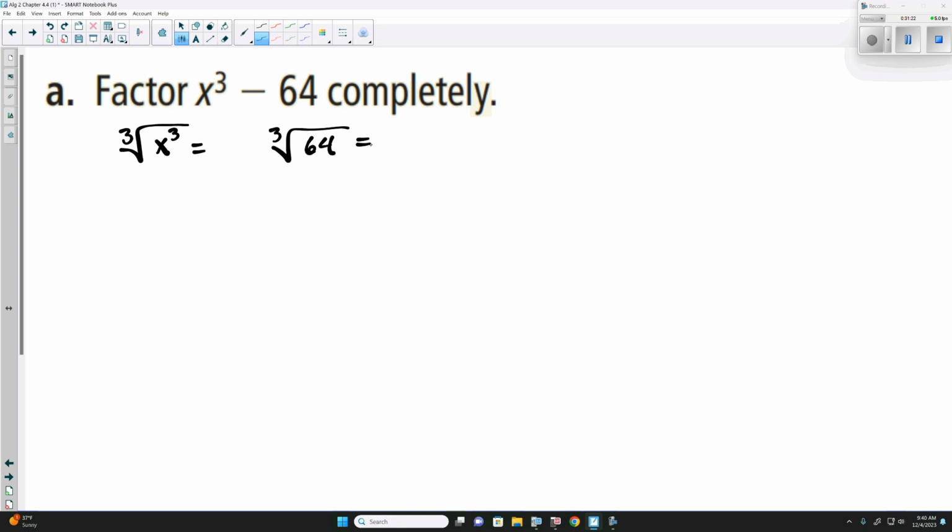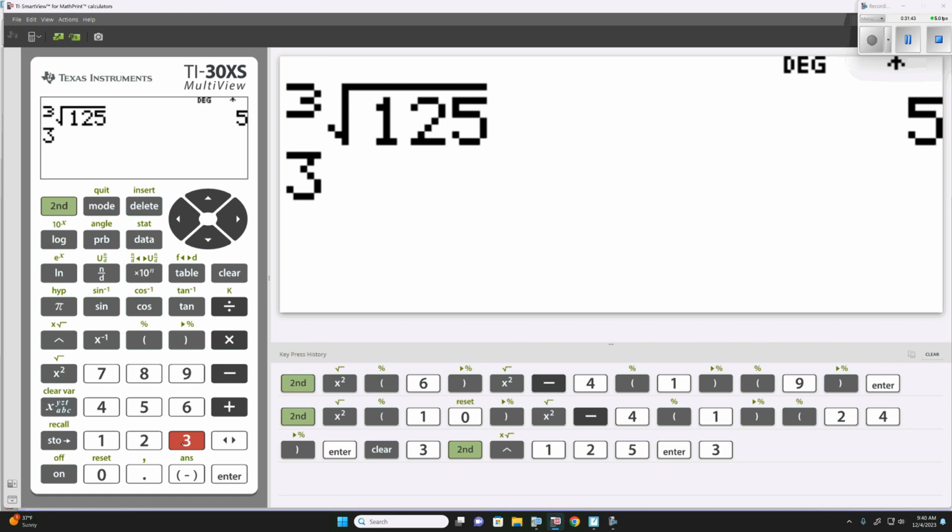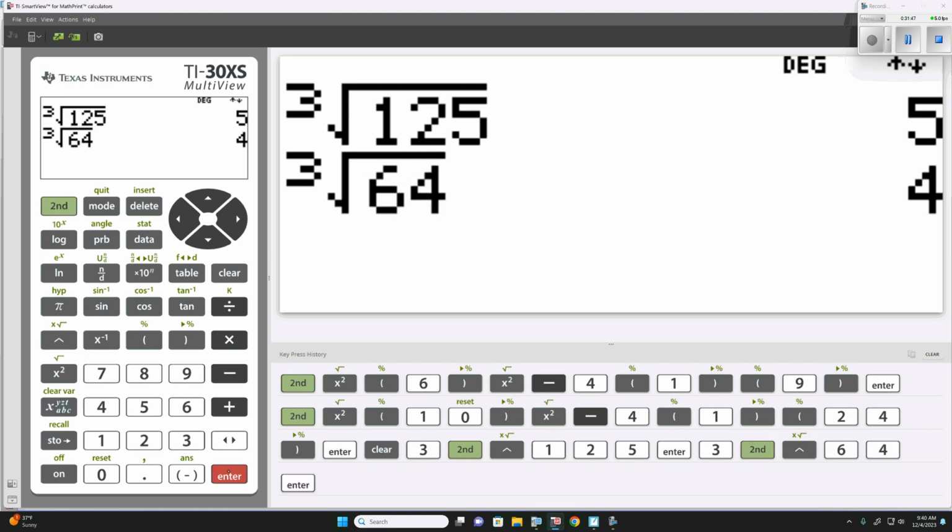So the first thing we can do before factoring this is seeing if it is a sum or difference of perfect cubes. Now the cube root of x to the third is x, because our cube root and third power will cancel each other out, giving us just x. Cube root of 64. The cube root of 64 is 4.